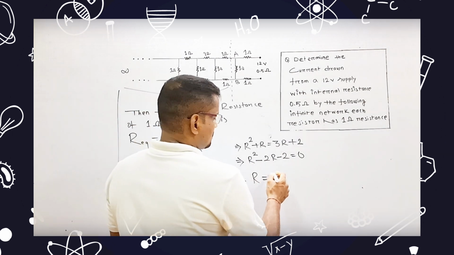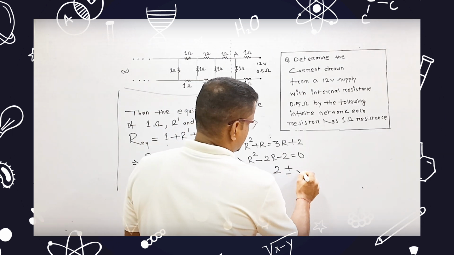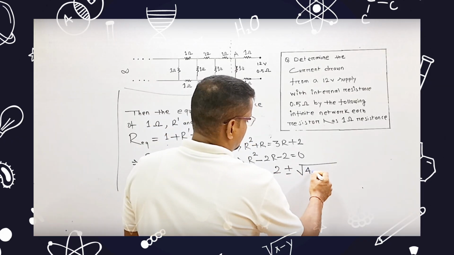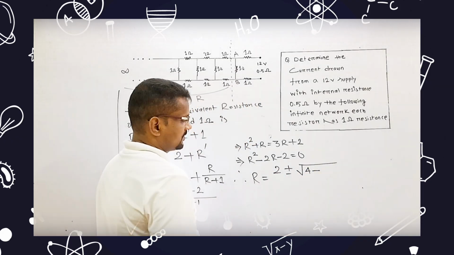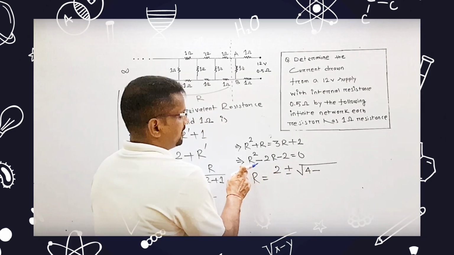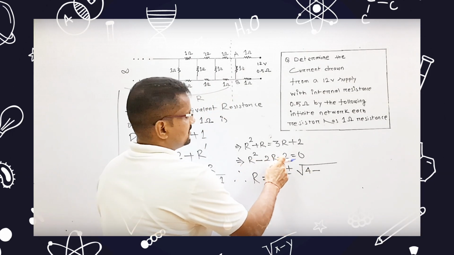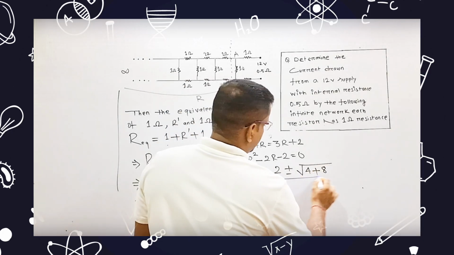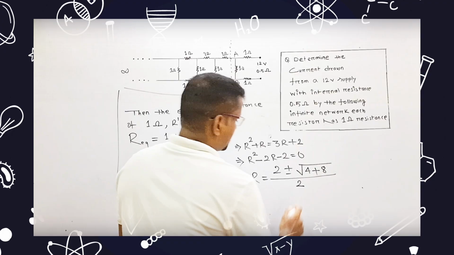So b means minus 2, therefore 2 plus minus root over b square minus 4ac, that will be negative 2 whole square, 4 minus 4ac. That will be directly a means 1, c means negative 2, so it will be plus 8 divided by twice of a, only 2 will come here.